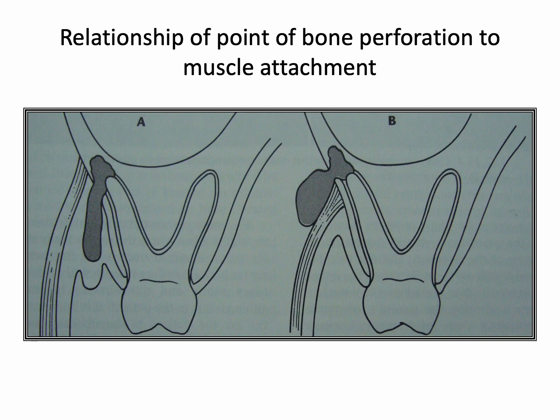This diagram shows the relationship between the apex of the root and the muscle attachment. If the apex is below the muscle attachment, the infection will spread intraorally. And if the apex is beyond the attachment of the muscle, it will spread extraorally.